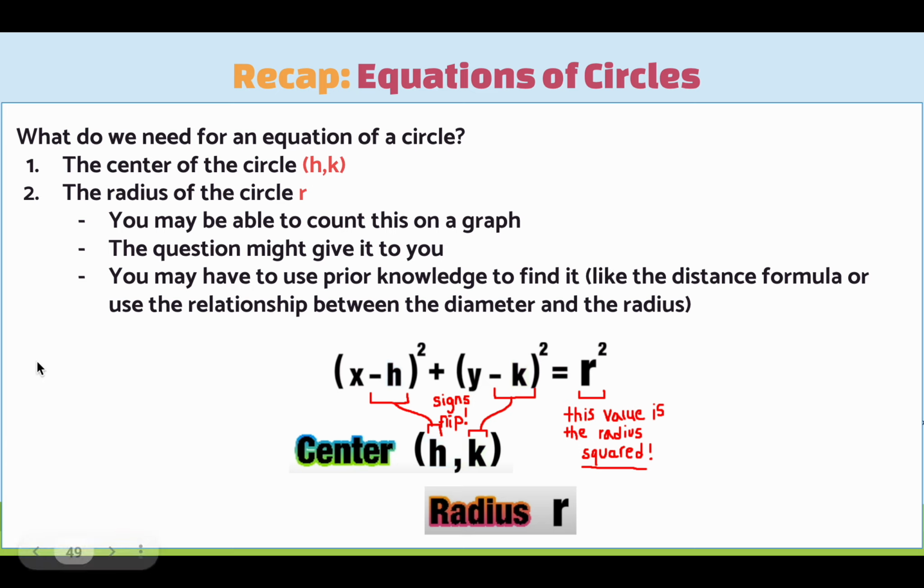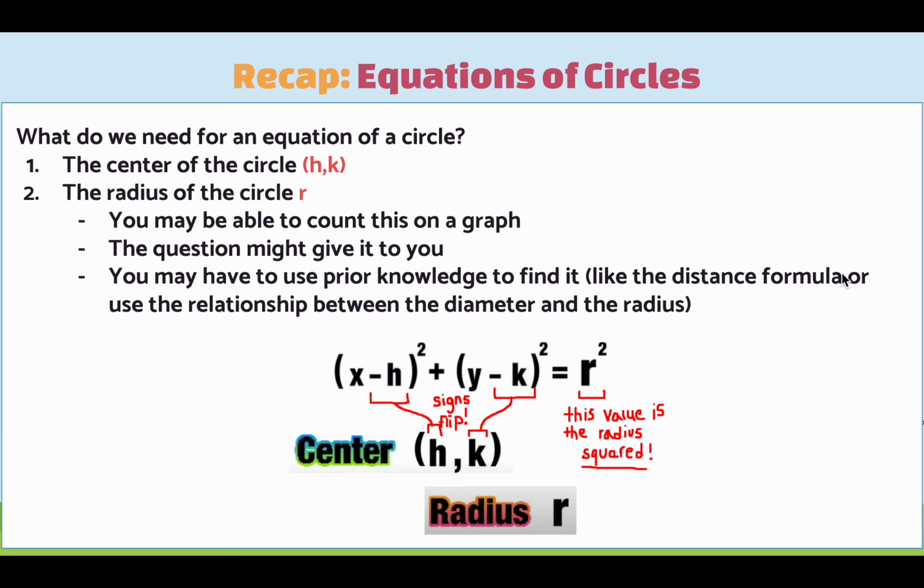Now, a little recap here for equations of circles. So the two things that we need for the equation is the center, which is h comma k. We need the radius, which is r. Now, for our radius, in these examples in the video, we were able to count it on the graph, but that might not always be the case. We might not even always have a graph. The question might give it to us, or we may have to use prior knowledge to find it.